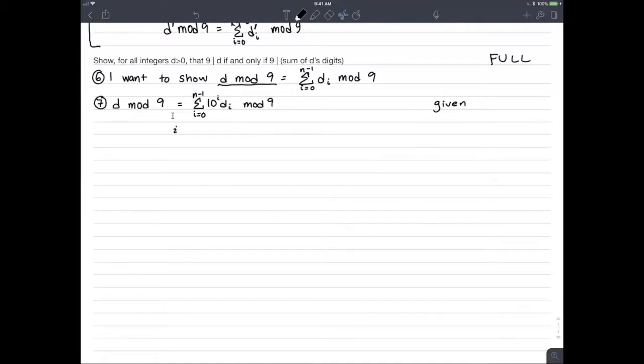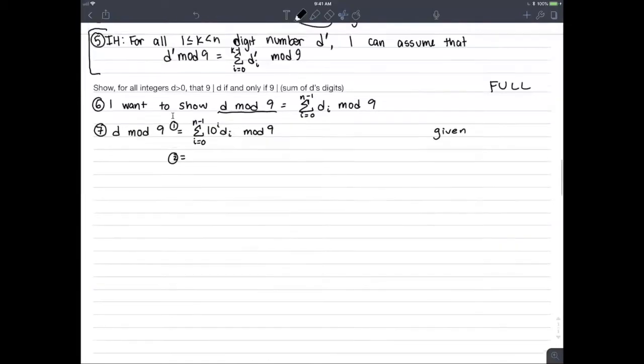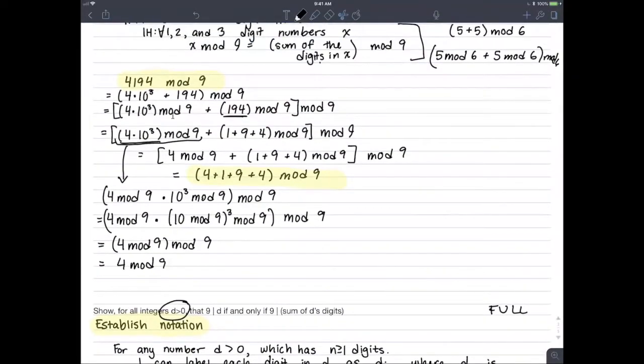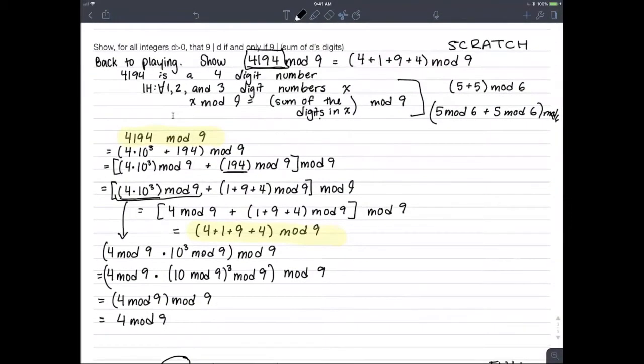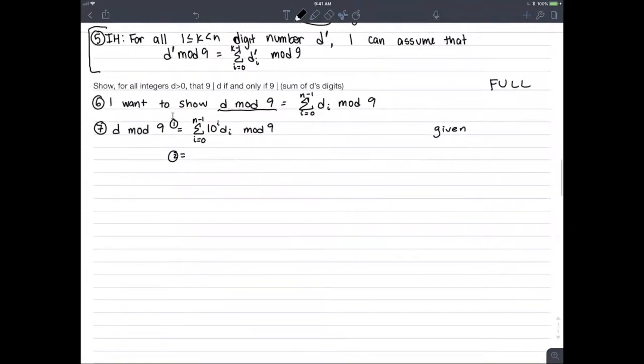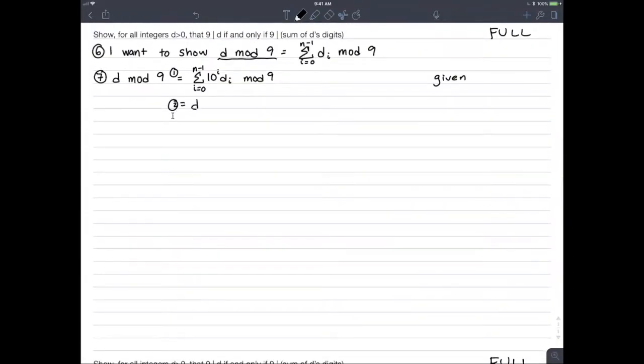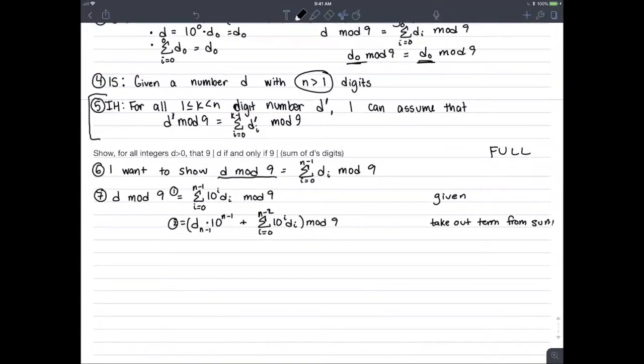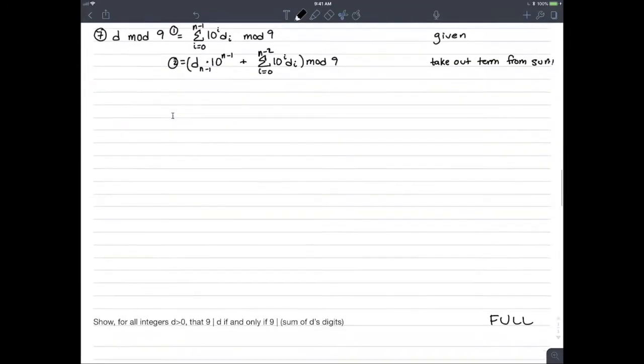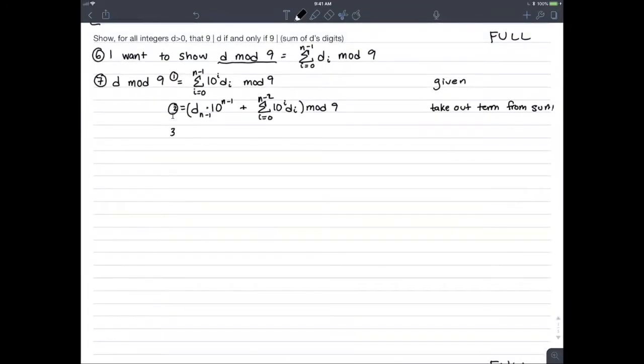Then step 2 would say, okay, well, what do we do with the 4, right? We wrote it down as 4,000. We wrote down a 4-digit number as a 1-digit number plus a 3-digit number. So let's do that here. We can take out that 10 to the i term for the n-1 plus, and so what we wrote here now is we have our n-digit number plus an n-1 digit number. Our induction hypothesis says that we know that this n-1 digit number will be equal to the sum of the digits mod 9. We just don't have the mod 9 here yet. So one way we can get it there is through the mod sum rule.